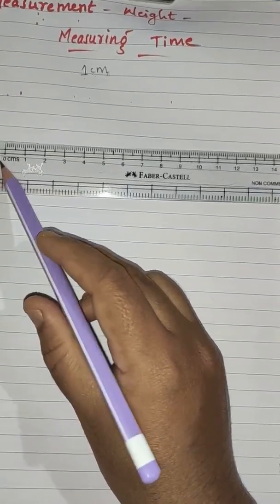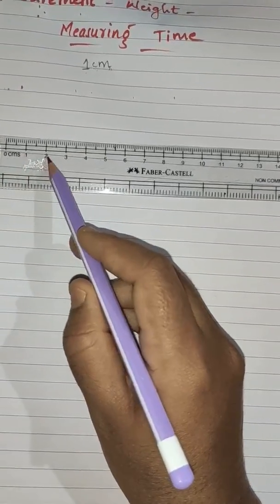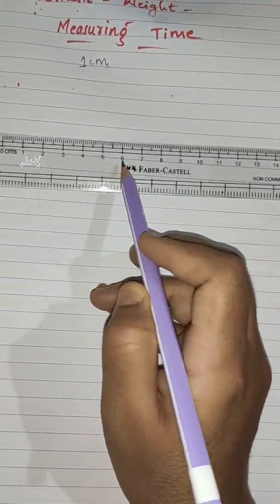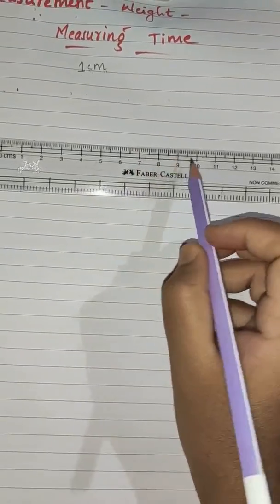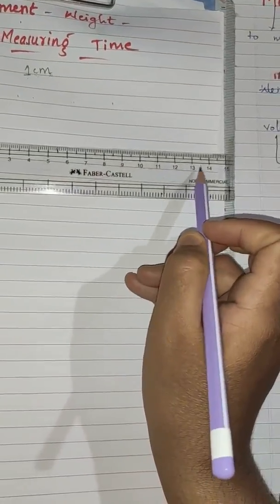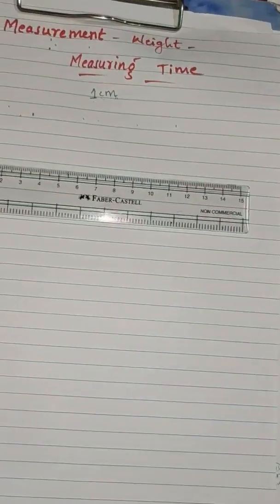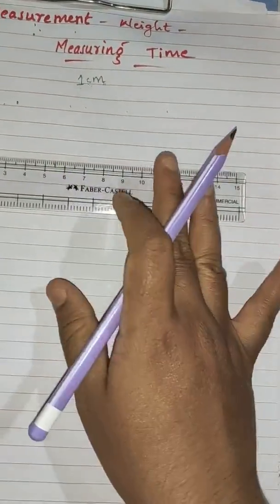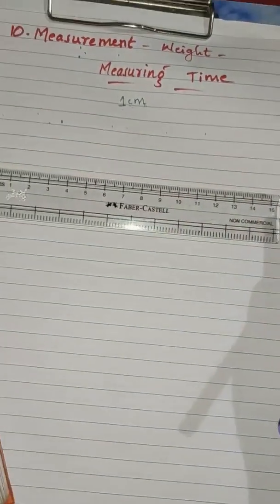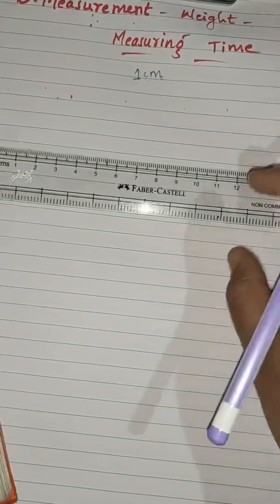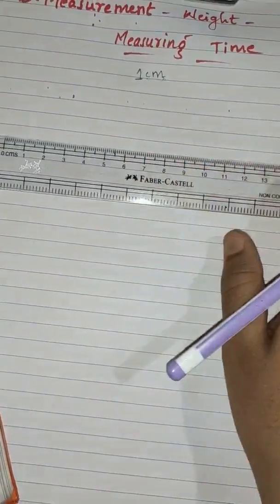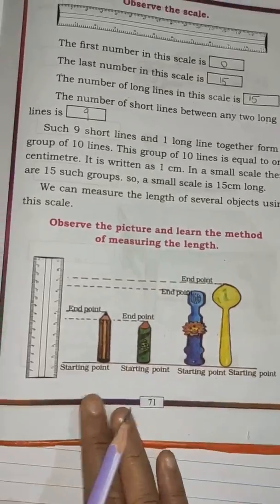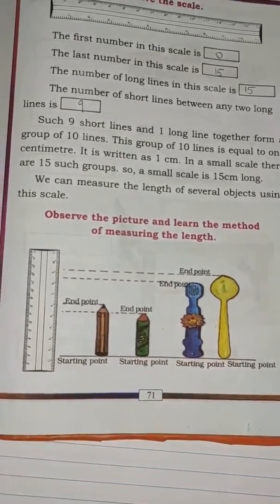1 centimeter. From 0 to 1, 1 centimeter. 1 to 2, 2 centimeter. 3, 4, 5, 6, 7, 8, 9, 10, 11, 12, 13, 14, 15. Yes, so a small scale is 15 centimeter long. This is the scale which we use to draw the lines. Okay, understood children?